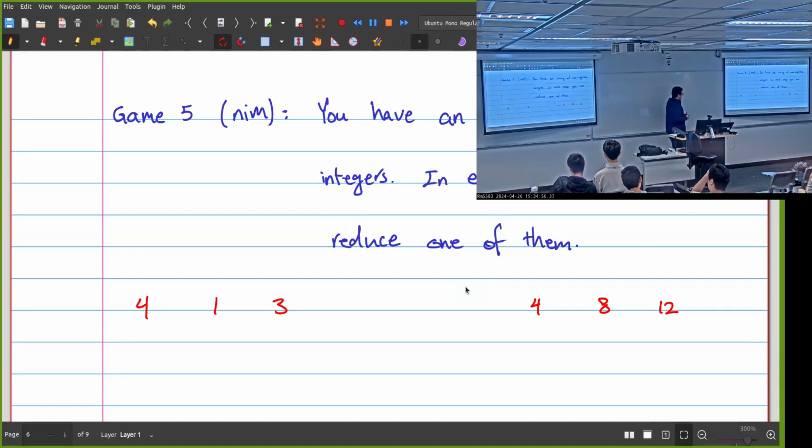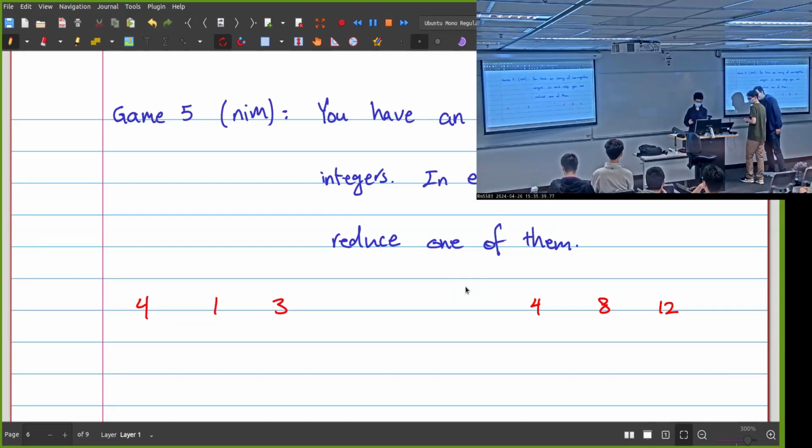Now, the point of this session is to show you that all games are actually NIM. So all the previous games that you've seen can be converted to this game. And if you can win this game, you should be able to win all of those games, assuming that you have a winning strategy.